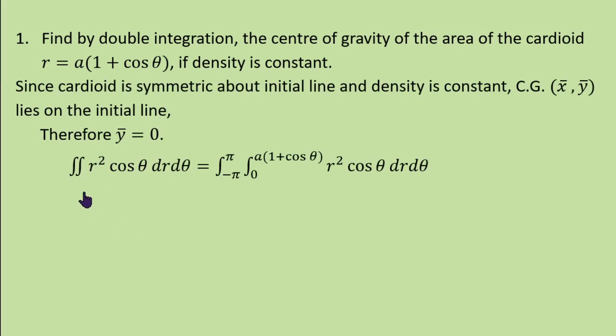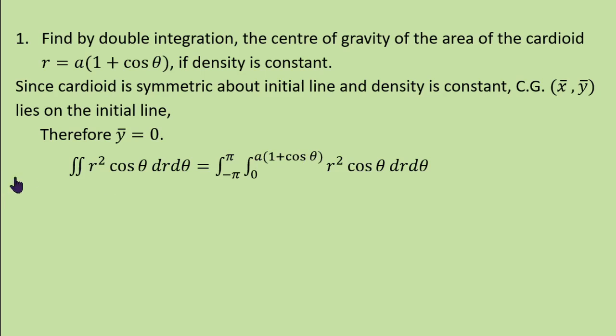To find x bar, the formula in polar form is double integral r square rho cos theta dr d theta divided by double integral r dr d theta into rho. Cancel rho because rho is constant. Therefore, evaluate first the double integral r square cos theta dr d theta. For the area of the cardioid, theta varies from minus pi to pi. For each theta, r varies from 0 to a point on the cardioid, that is a into 1 plus cos theta.